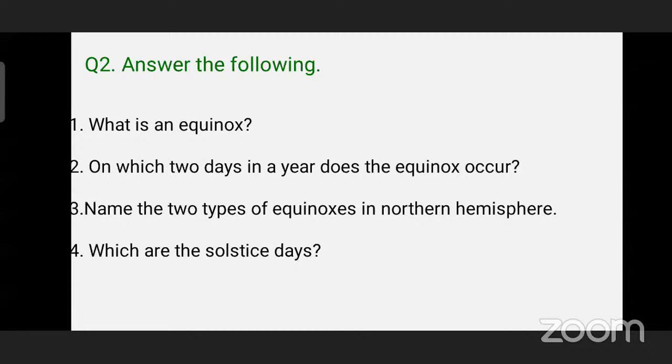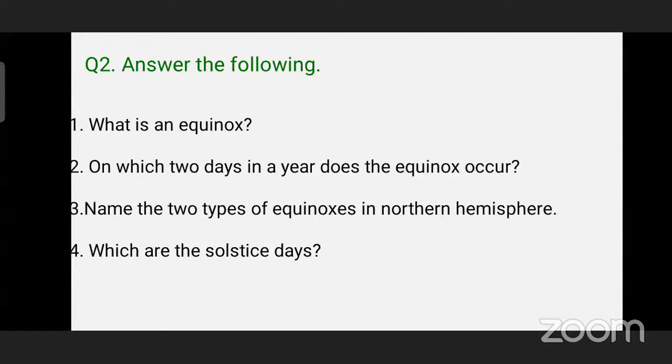So now the last question is, which are the solstice days? You have to give me the dates on which the solstice happens. 21st June and 22nd December. Yes, very good. Correct.